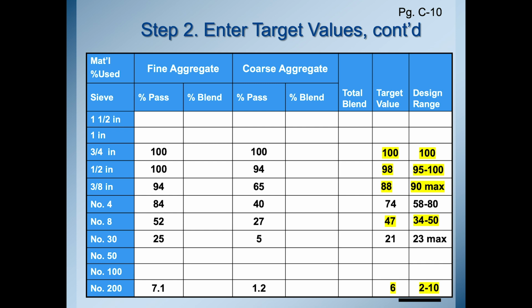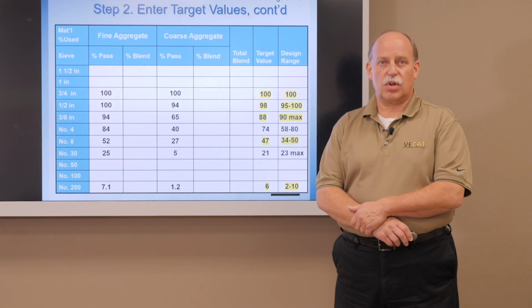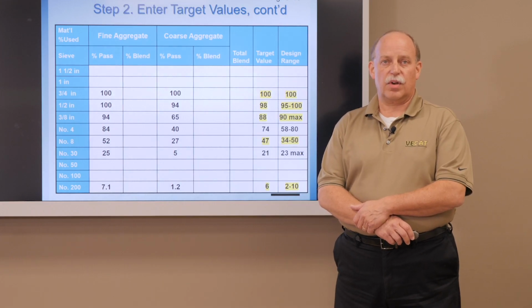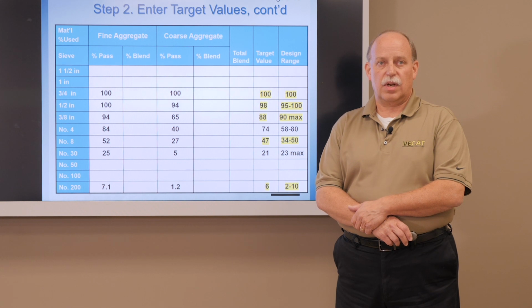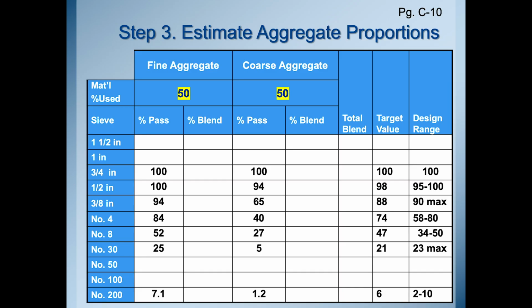So we have 100% passing the 3/4. We have a 98 target on the 1/2, an 88 target on the 3/8. As I said, a 74 target on the number 4, a 47 on the number 8, and a 21 on the number 30. Then lastly, you'll see on the number 200 sieve, the fine sieve, a target of 6, and our design range is from 2 to 10. So now we have our targets set for each one of those specific sieves for this mix type.